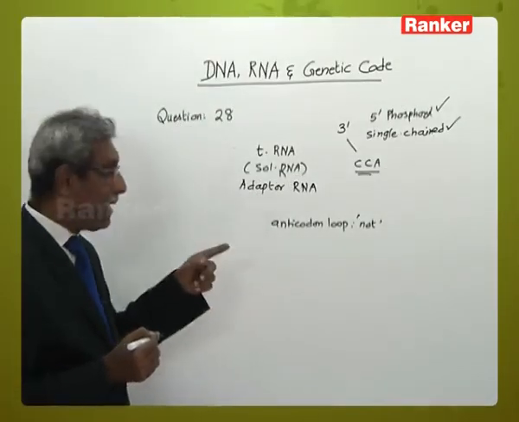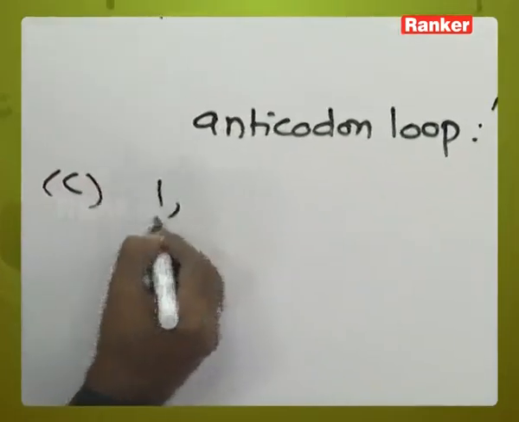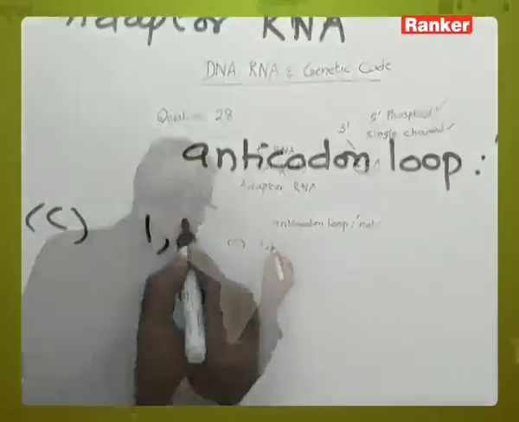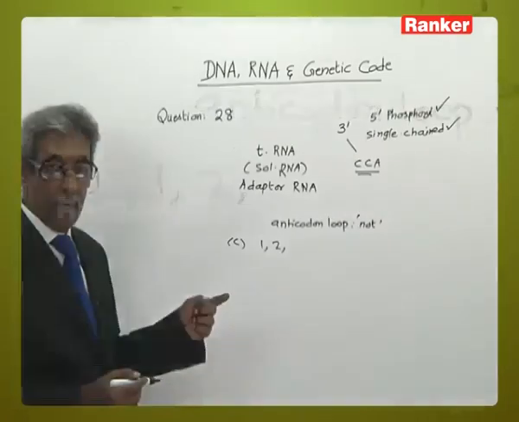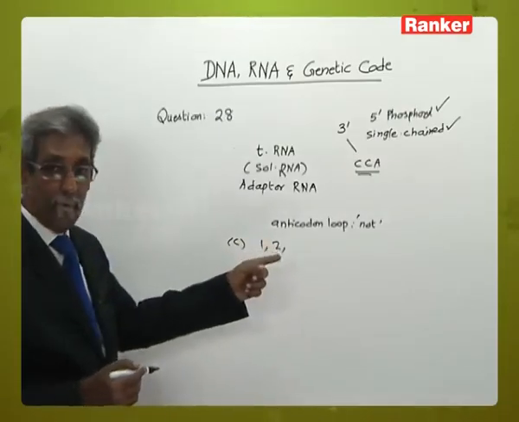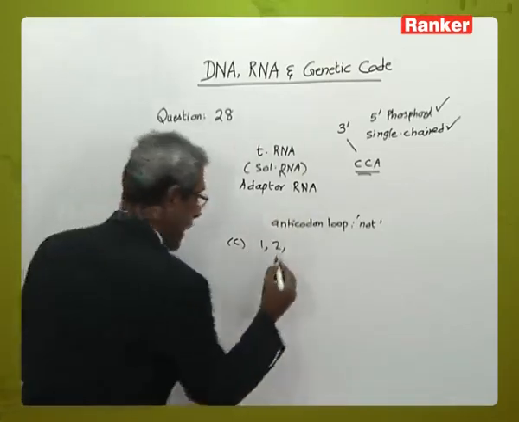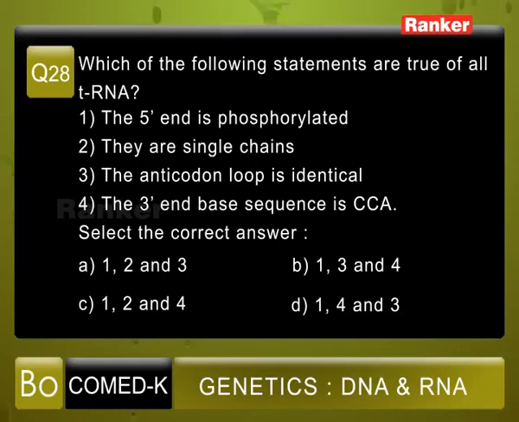Hence, the correct answer, in choice C, says statement number 1, that it is phosphorylated. 2, they are single chained. It's a single chain RNA. And when you take 4, the 3' end has got CCA. So this is the right answer. Hence, the answer is C.